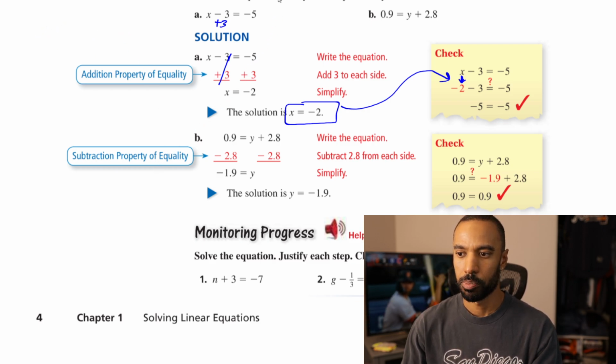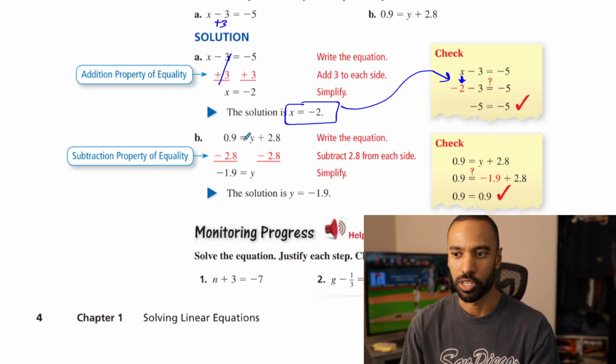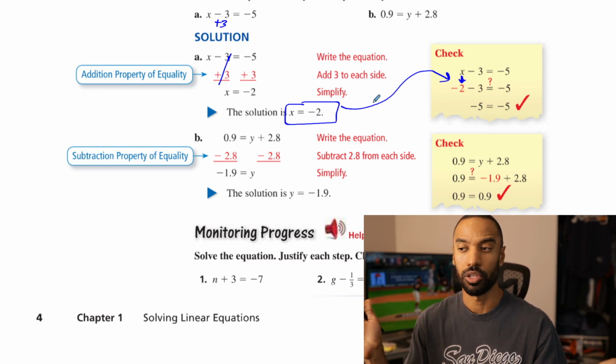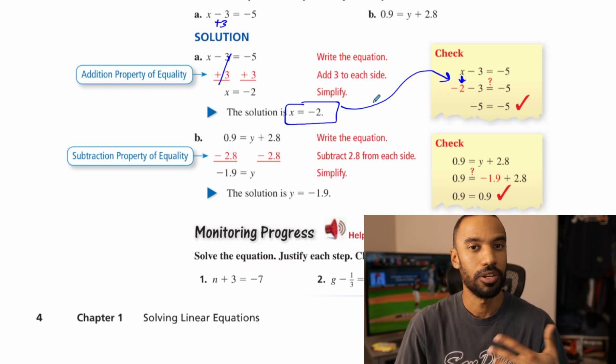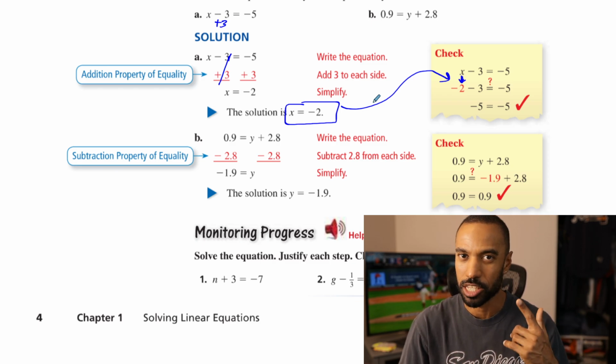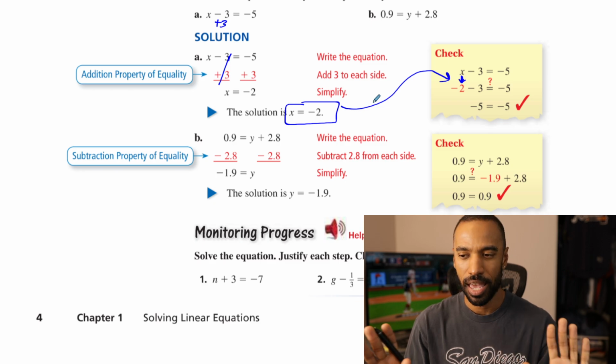Okay, let's look at the subtraction property of equality and why we would do this. This time we'll solve for y. 0.9 equals y plus 2.8. And look, they're throwing you right into the deep end for these. They're using decimals. We're going to have to be comfortable with using decimals, fractions, negatives, anything of that sort.